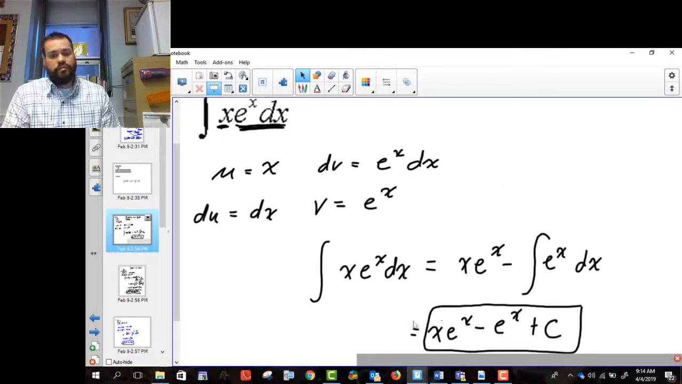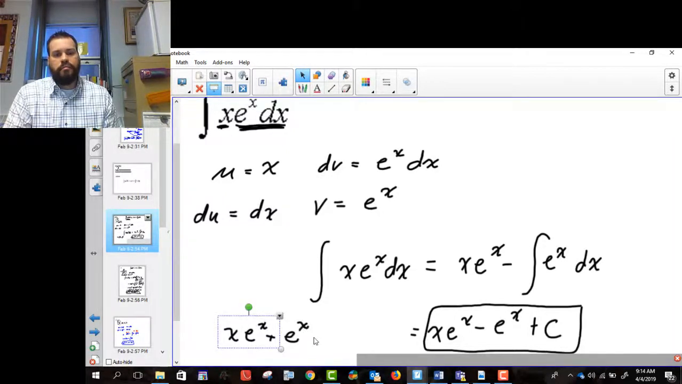And so you'd end up, if you take the derivative of this, you'd get x e to the x plus e to the x minus e to the x. Those cancel, and I'm left with x e to the x, which is what I started with. So it is correct. Okay, so that's how integration by parts works.